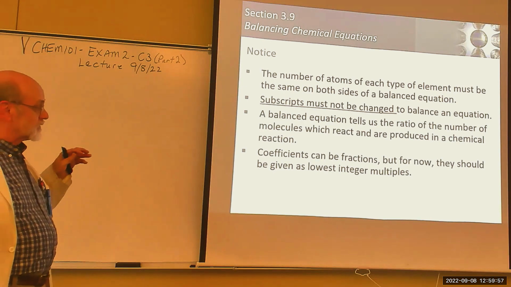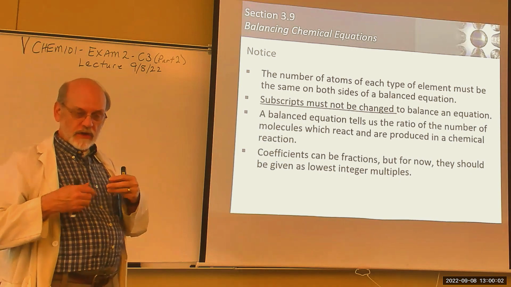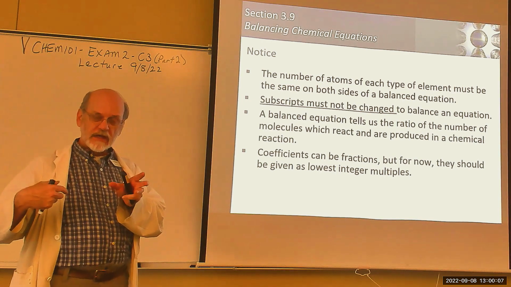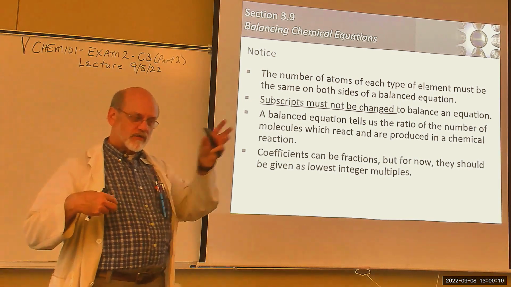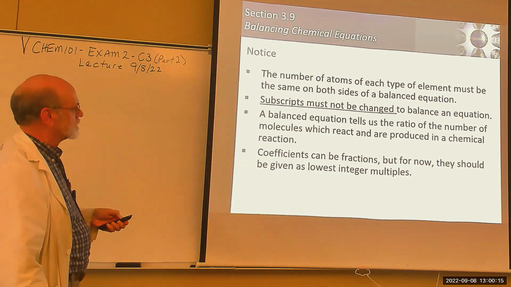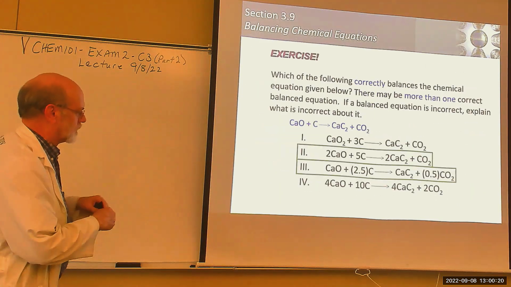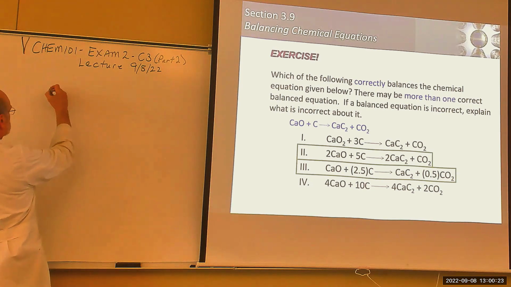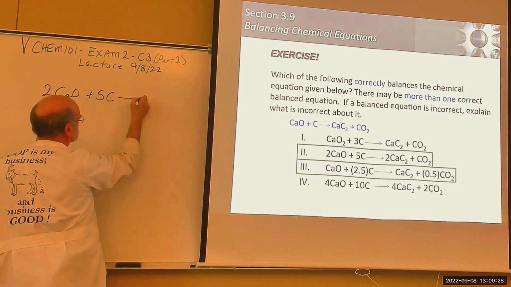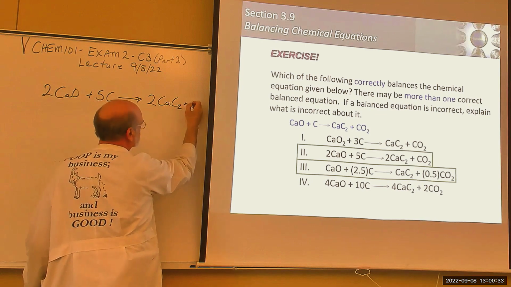So the balanced equation tells us the ratio of the number of molecules on each side. So if you have 2 on this side and they have coefficients, then they're ratioed to the products on the other side. What we can say is, actually, I should have stayed where I was. Oops, sorry. We'll use this one. Okay, so if we've got 2 calcium oxide and 5 carbons, 2 calcium carbides, and a CO2.